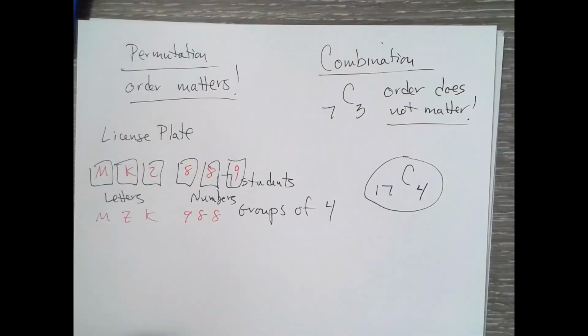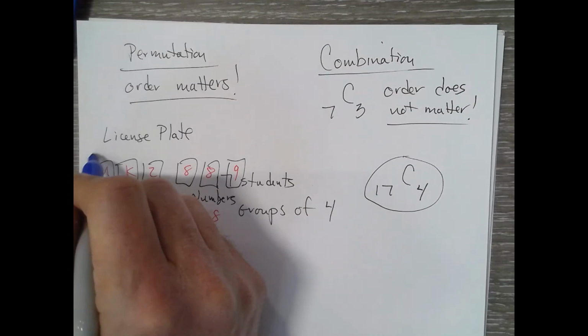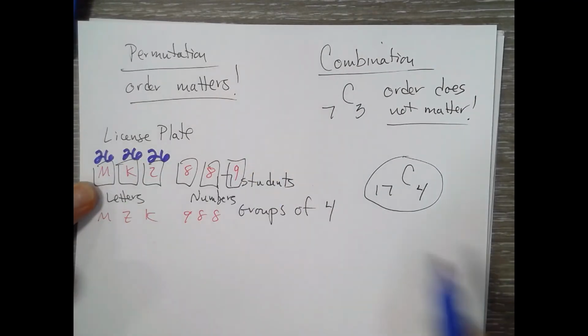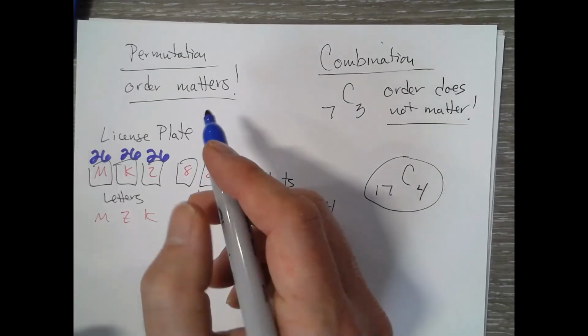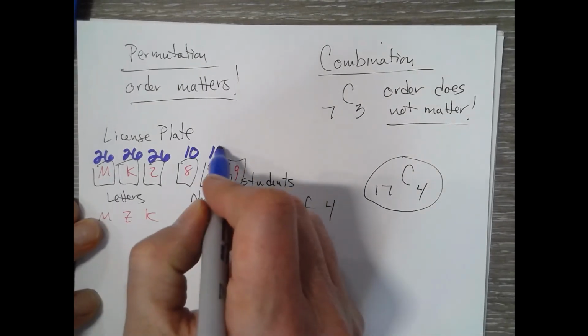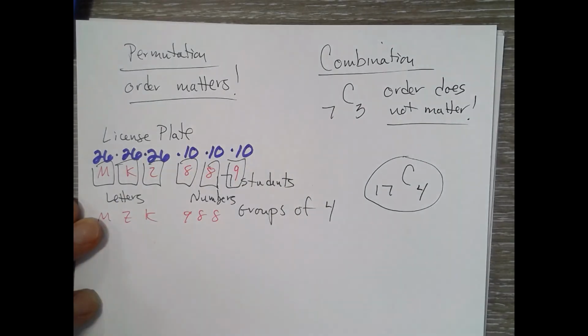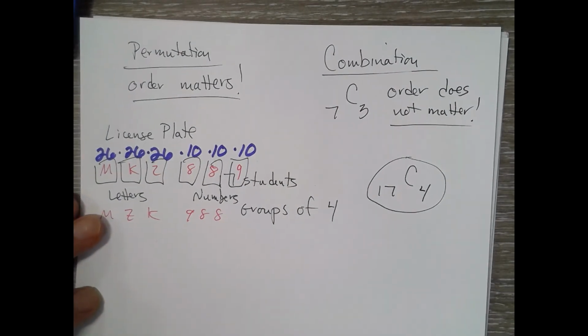Well, how many letters in the alphabet? 26, and then 26, and then 26, and the numbers 0, 1, 2, 3, 4, 5, 6, 7, 8, 9. So there's 10, 10, and 10. We multiply all of those together, and that's how many different license plates we have with that scenario.